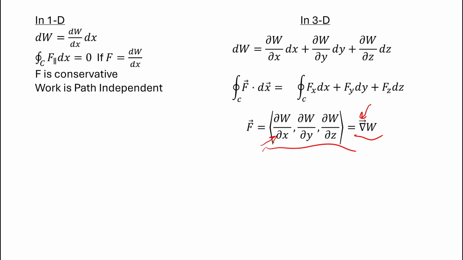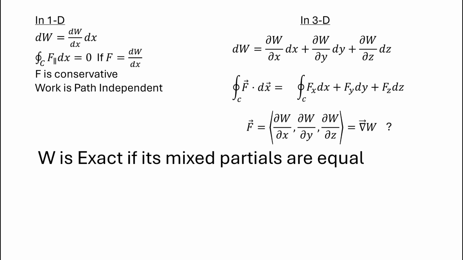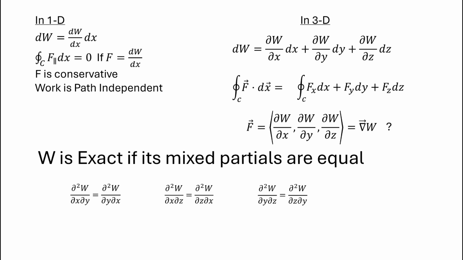You might say, isn't it always the case that the force can be written like that? Well, I don't know. I'm going to show you some examples where it isn't true. The idea here is the same as before. W is exact if its mixed partials are equal. What does that mean? What I'm saying is, if I take a second derivative of W, then it shouldn't matter which derivative I take first. Essentially, I'm saying d by dx of dW/dy should be equal to d by dy of dW/dx.